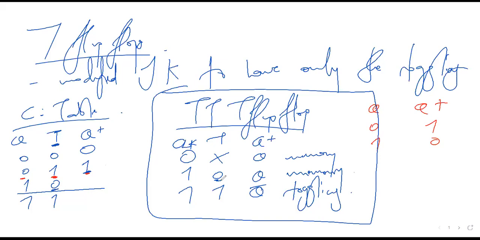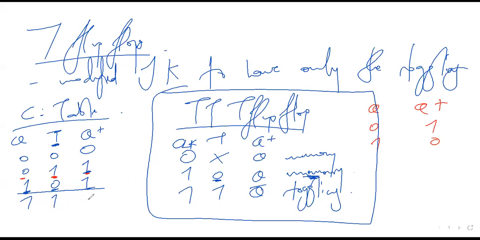T is 0. When T is equal to 0 here, what do we have? It's memory. What does memory mean? It means the state we were in will be the next state. So what will be our next state? Go Z. Our next state will be 1. Thank you very much.